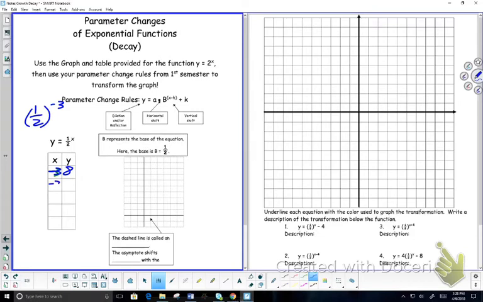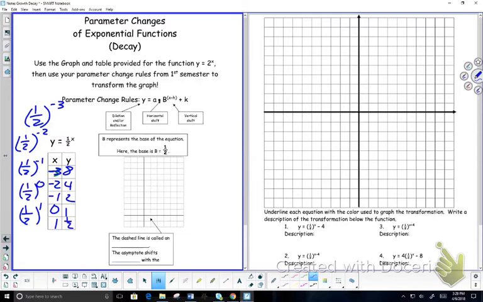Okay, so then we'll go with negative 2. So 1/2 to the negative 2 is 4. 1/2 to the negative 1 is 2. 1/2 to the 0 is 1. 1/2 to the 1 is 1/2.